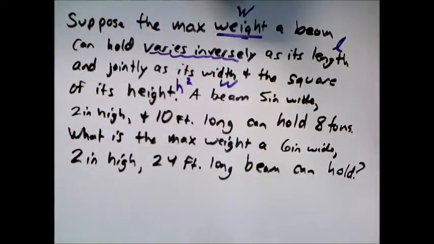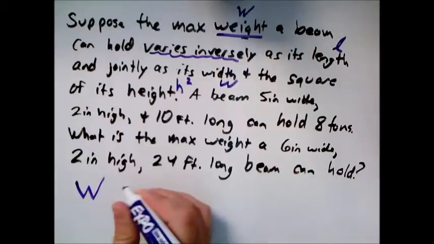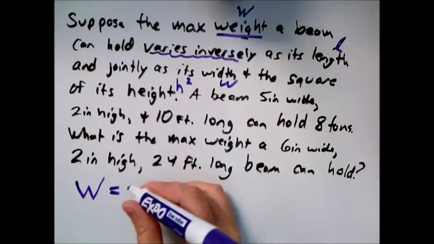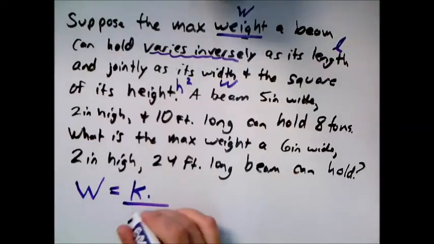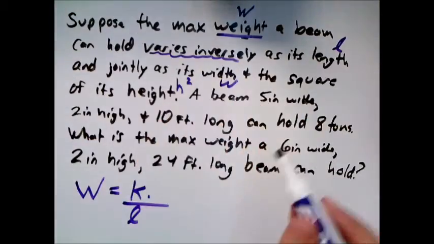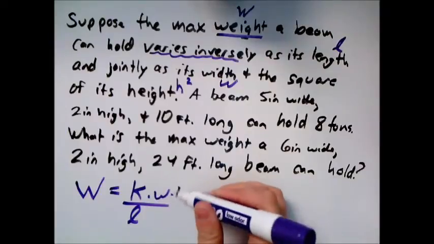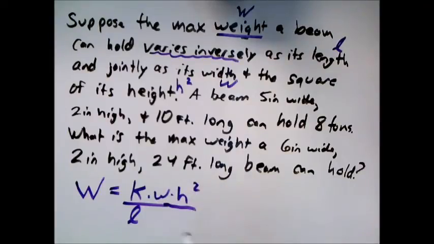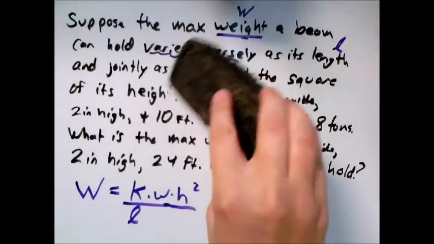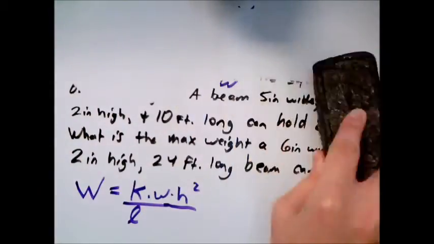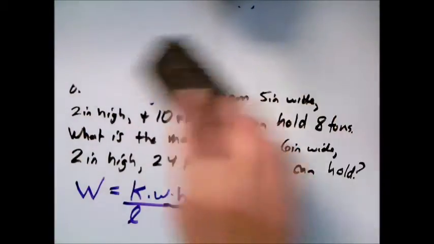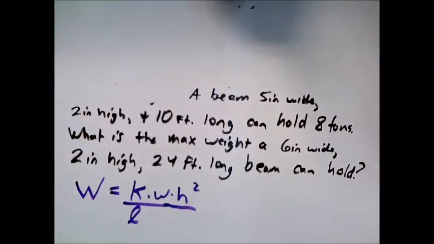All right, so what will that look like? W varies. There's always a constant in there, right? Inversely with the length, so we're going to divide by length, and then jointly with the width and the square of the height. So multiply by these two, divide by the one that says inversely. So that whole beginning part was just to get us so we could turn that whole sentence into the form of an equation.